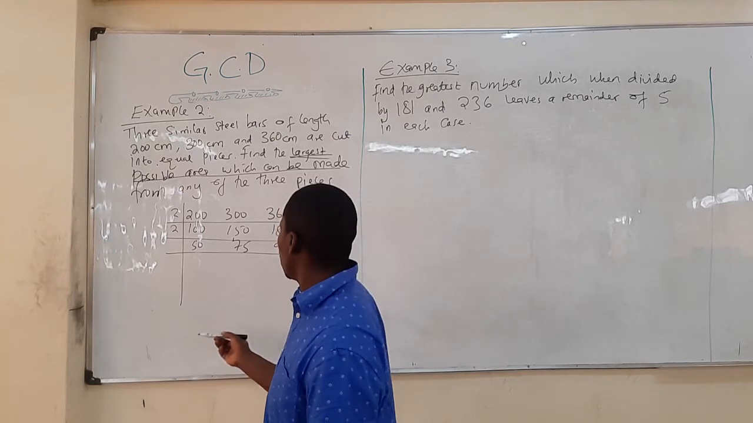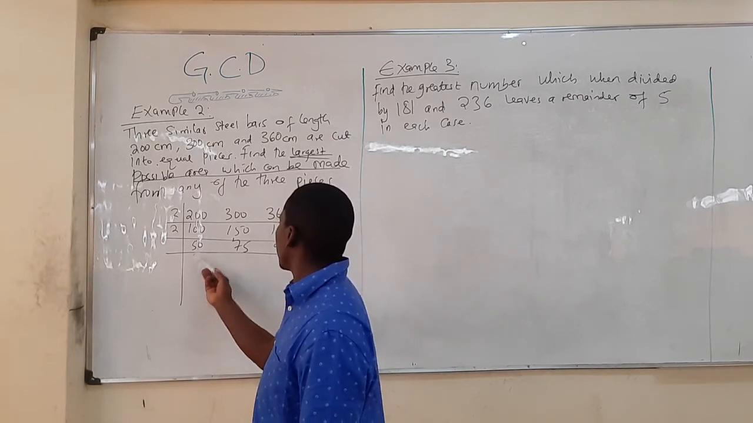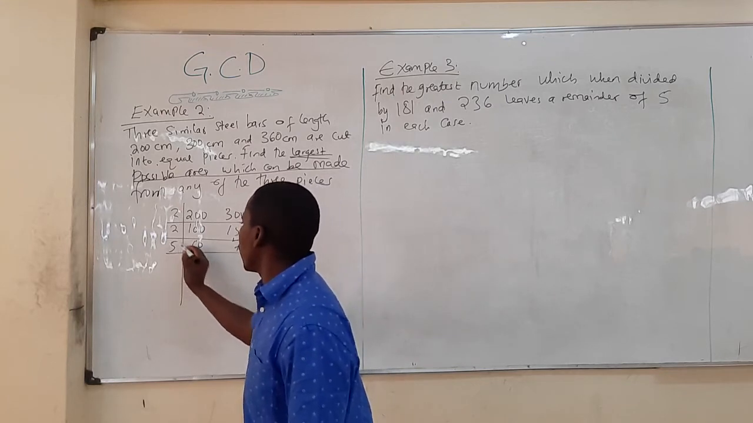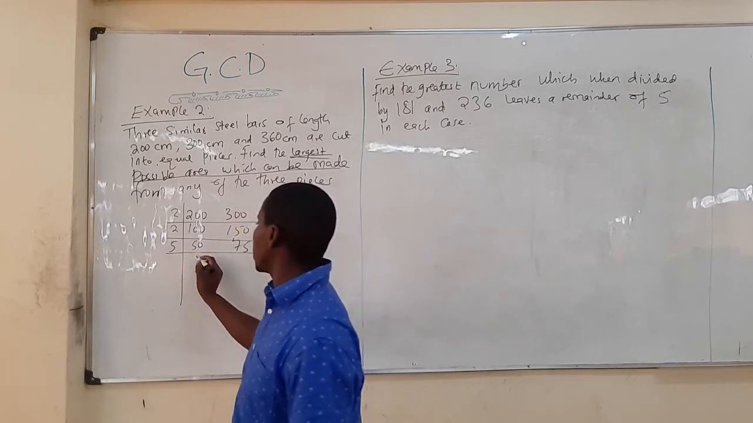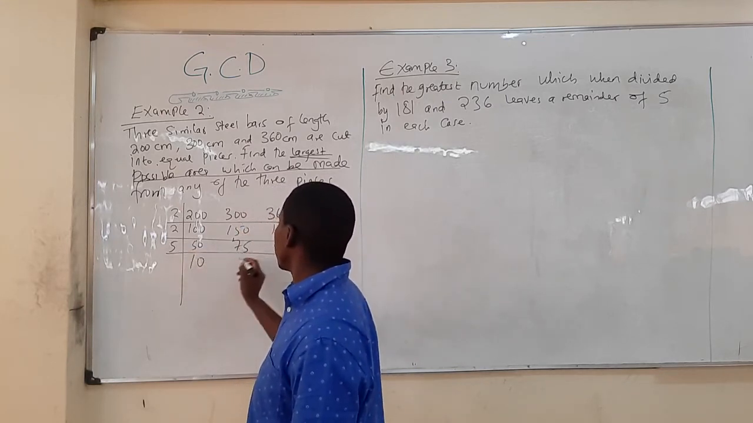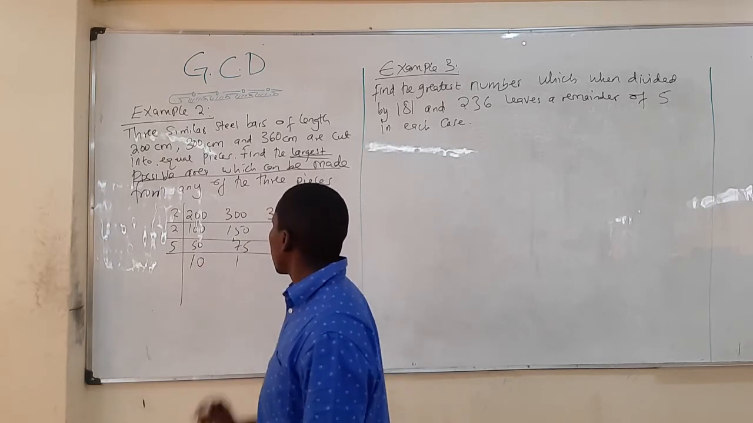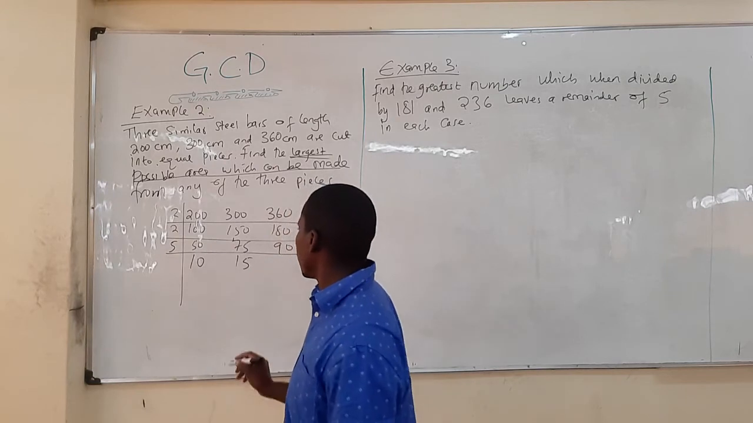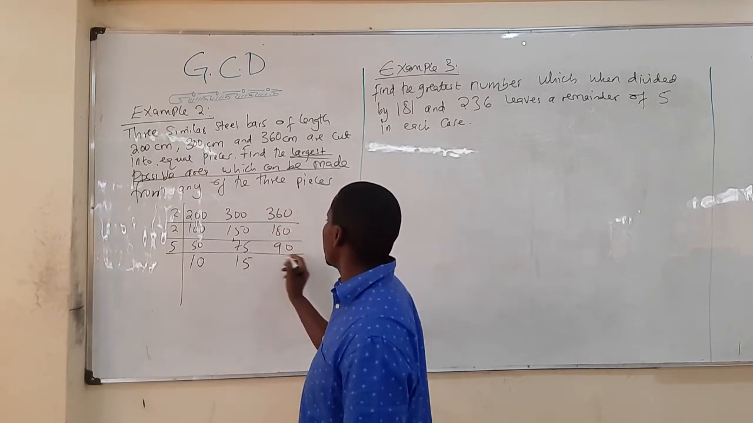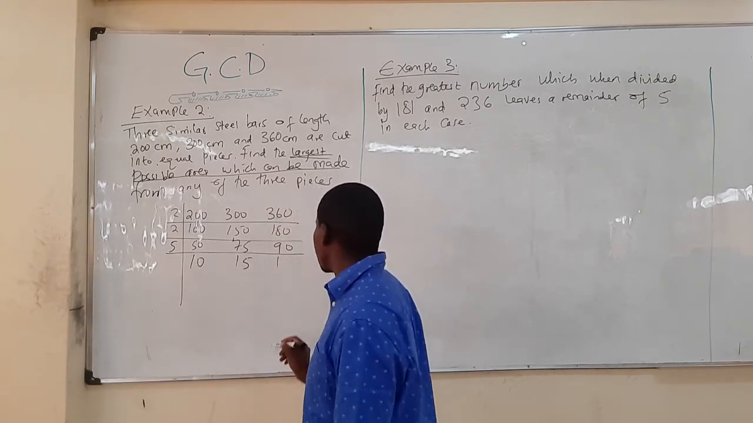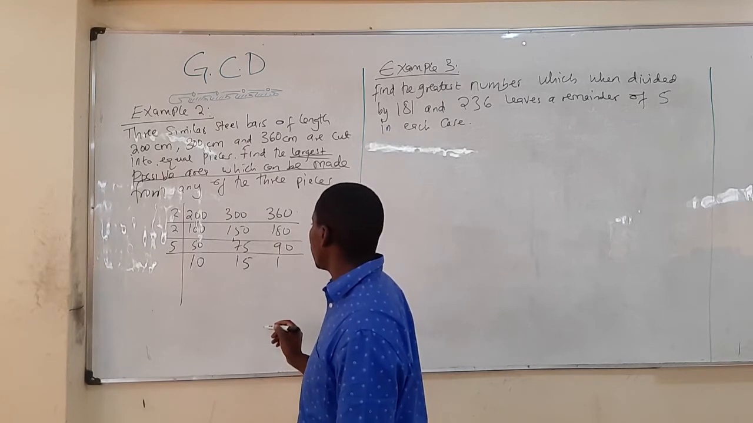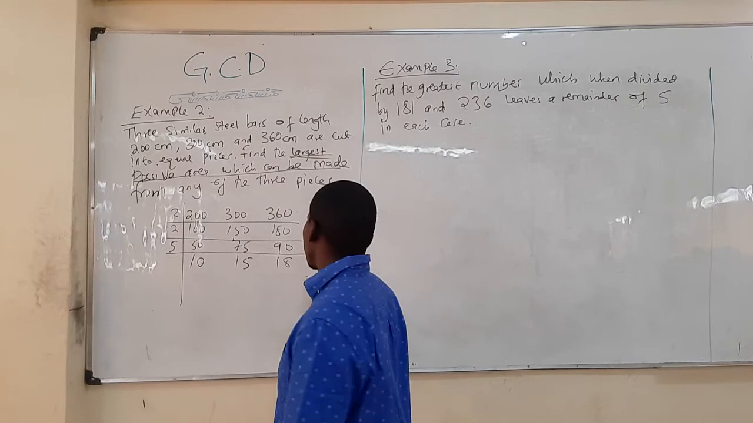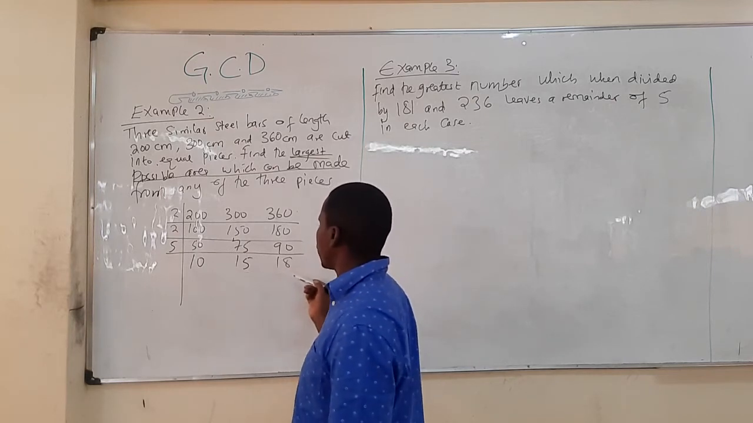Then go to 3. No. The next one should be 5. All of them are divisible by 5. You get 10 and 75 divided by 5, you get 15. Then 90 divided by 5, you get 18. So these 3 numbers do not have a common factor.